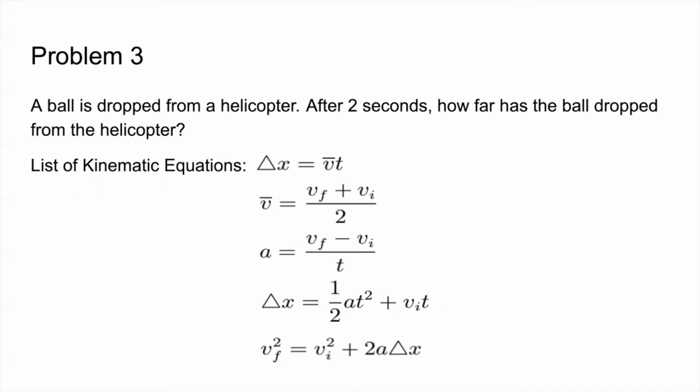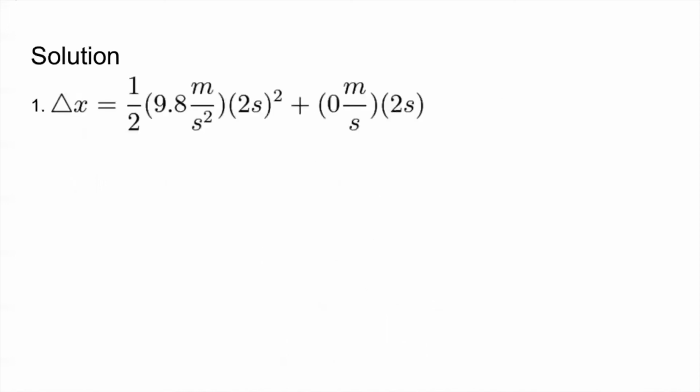So we must find a kinematic equation that has only one variable that we do not know the value of. And conveniently enough, it's the fourth one. It's convenient because the variable that we do not know is displacement, which is what we're trying to solve for. Since the problem's asking how much has the ball dropped, we can say that going downwards is positive. So therefore we can make the acceleration positive, and plugging in all the values, we're going to get that the displacement is 19.6 meters.